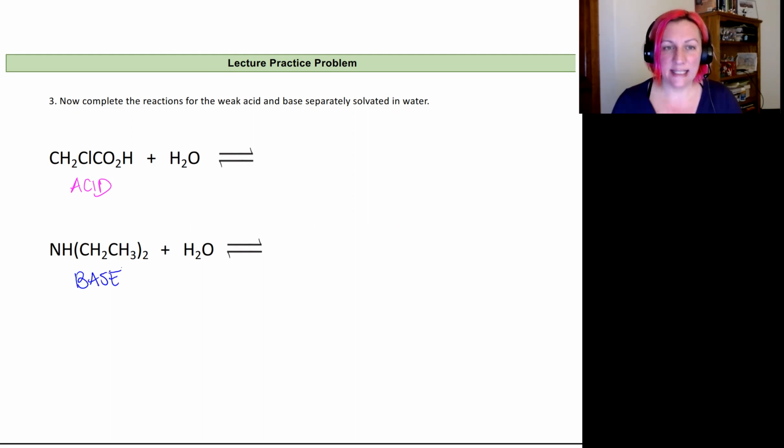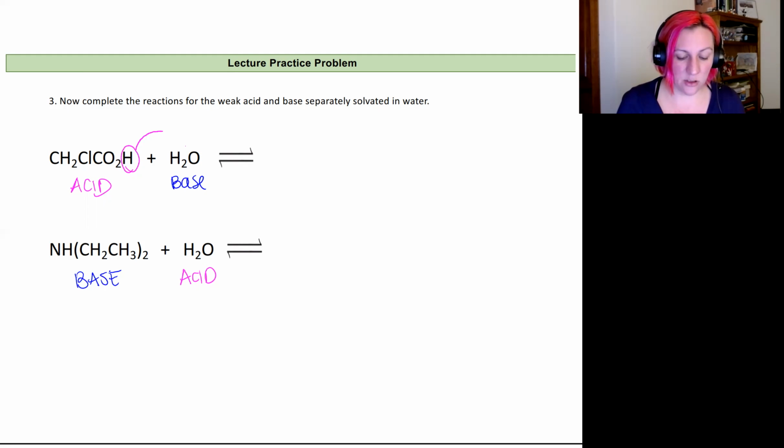So, when I add this acid to water, the water will act as the base. It'll always act as the opposite. And so, in my lower one, when I'm adding a base to it, that water is going to act as an acid. And so to predict my products, I am going to make sure my acid donates a hydrogen to my base in both cases.